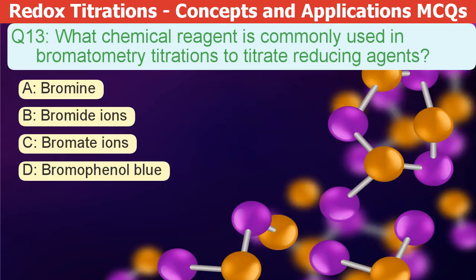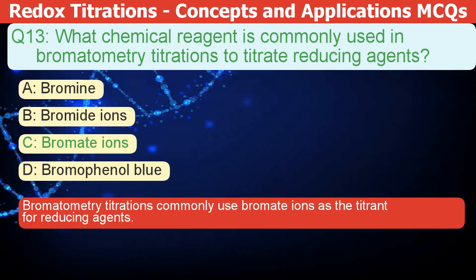What chemical reagent is commonly used in bromatometry titrations to titrate reducing agents? A. Bromine. B. Bromide ions. C. Bromate ions. D. Bromophenol blue. The correct answer is C. Bromatometry titrations commonly use bromate ions as the titrant for reducing agents.